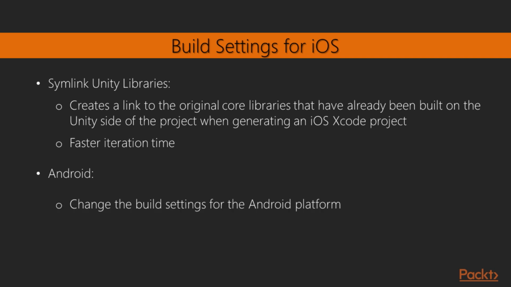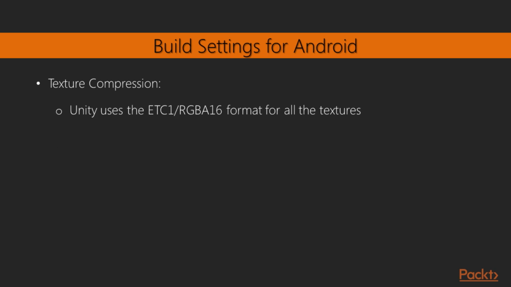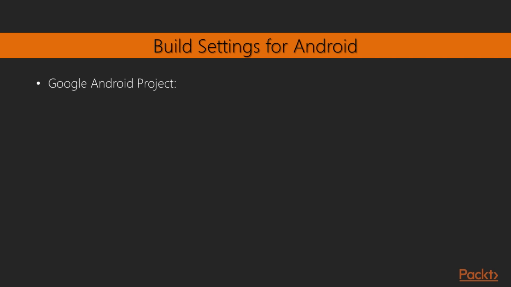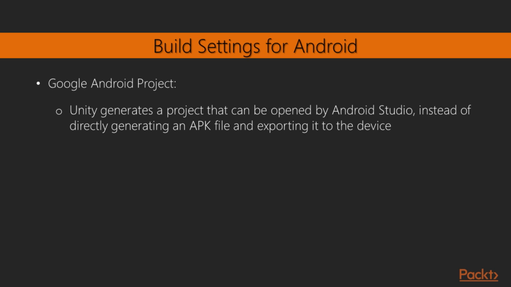Android. This is where you can change the build settings for the Android platform. Texture compression. By default, Unity uses the ETC1 RGBA16 format for all the textures used in the game. If you wish to build your game for a specific hardware architecture, you can override this default behavior by choosing a different format from the drop-down box. This option is designed for advanced users. Google Android Project. By checking this option, Unity generates a project that can be opened by Android Studio instead of directly generating an APK file and exporting it to the device.